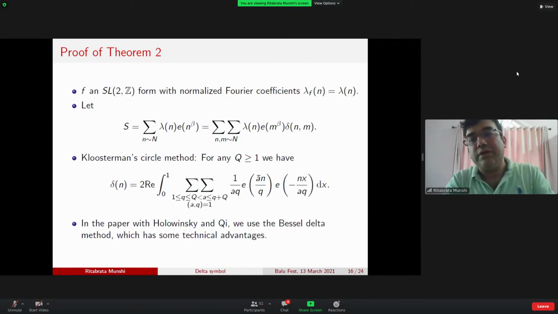Technically, it makes things simpler. Okay, Klosterman, and if you follow Klosterman's circle method, you also get something non-trivial, namely for some range of beta greater than 3/2, but you have some technical difficulties to take care of. Here I will ignore the technical difficulties and just assume that I'm using the Klosterman circle method, which we recall is given by this.